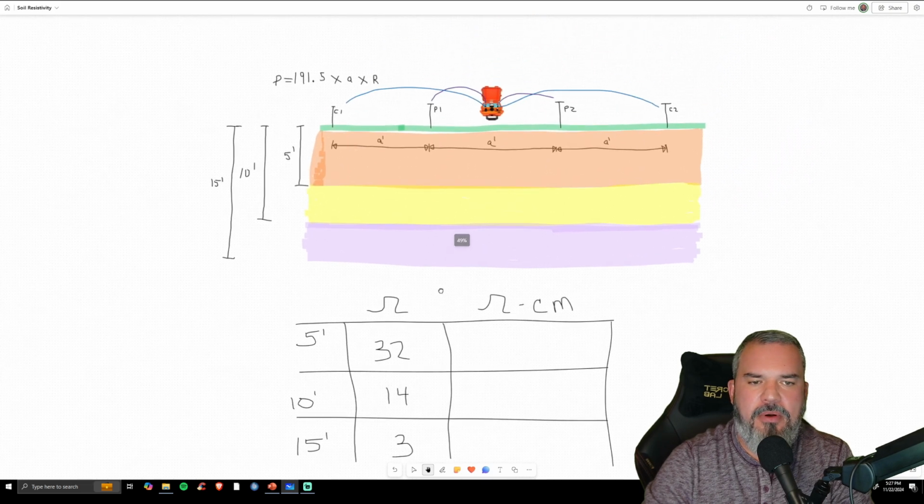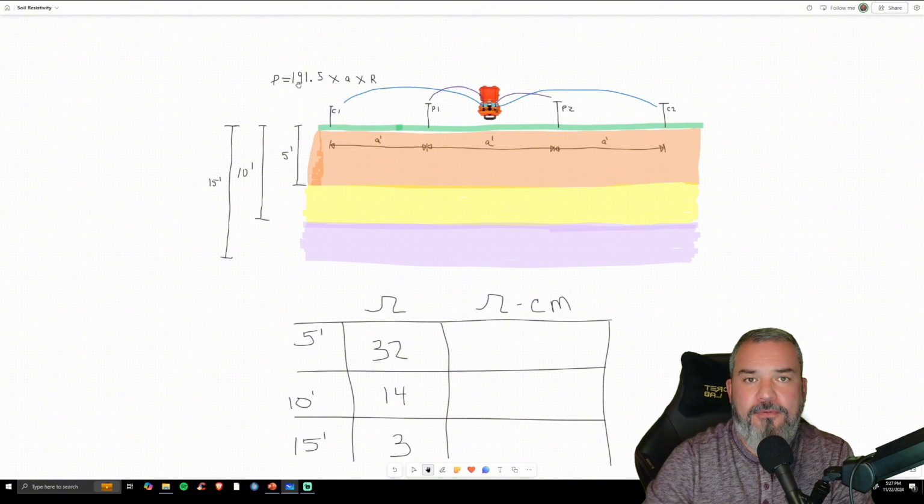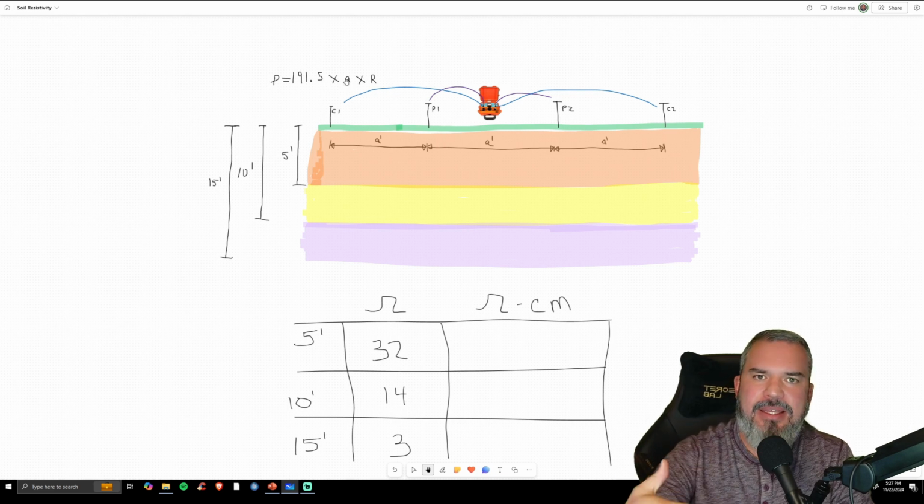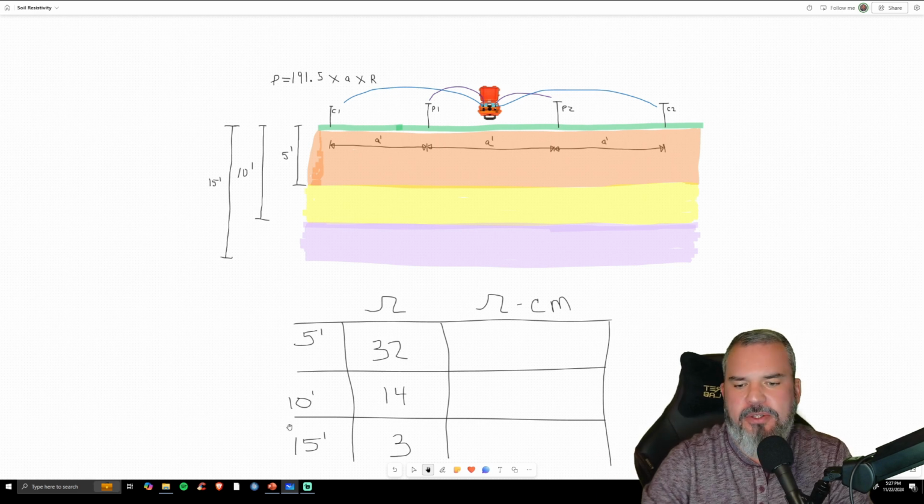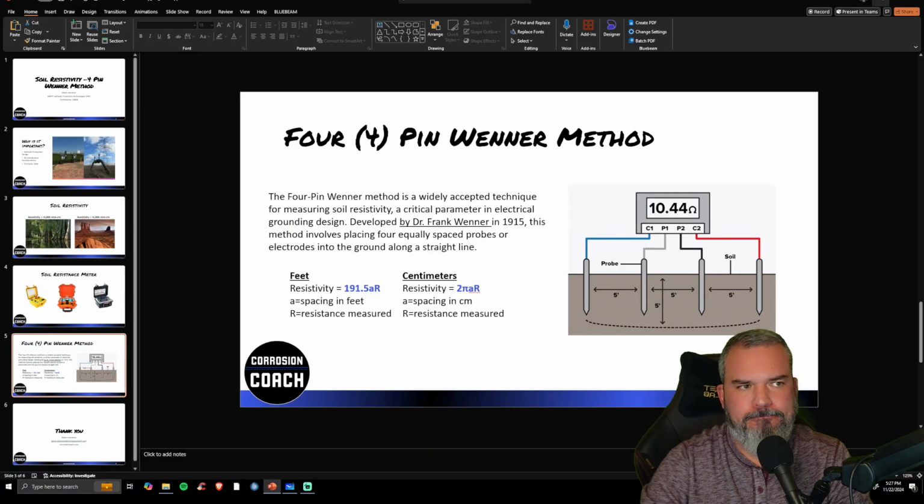So remember, the formula for feet is 191.5. That's a factor that helps you convert, times A, the spacing in feet, times R, the resistance we just got done measuring with our tool and pin setup, the 4-pin method. So let's bring up this calculator.